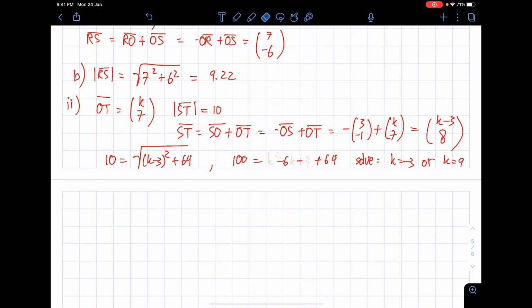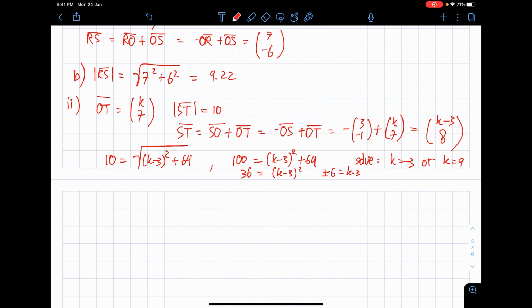Or, actually, I just realized something. I can put this as (K minus 3) bracket square plus 64. Move the 64 to the other side. You're going to get 36 here. The next thing you do, you just need to square root both sides. So you got 6 equals K minus 3. Oh, put plus minus, because you're just rooting the equation. You need to do that. So that's question part 2.